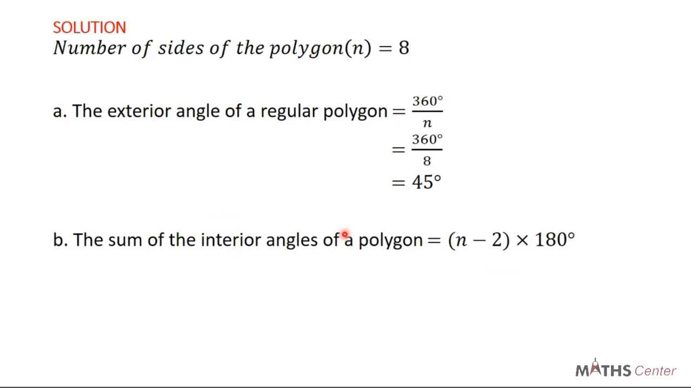Let's consider B, the sum of the interior angles of the polygon. We know that the sum of the interior angles of a polygon is given by n minus 2 times 180 degrees. N is 8, so we are going to have 8 minus 2 times 180 degrees. We simplify this and we are getting 1080 degrees. So if you sum all the interior angles in the regular polygon, we are going to get 1080 degrees.